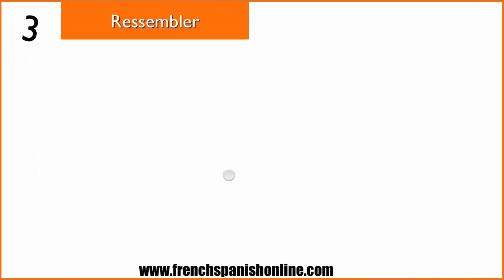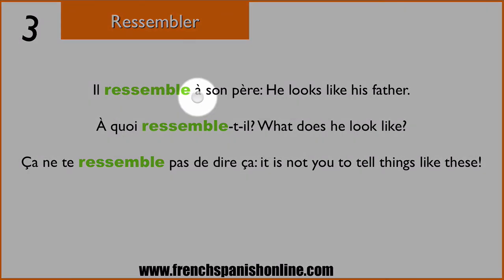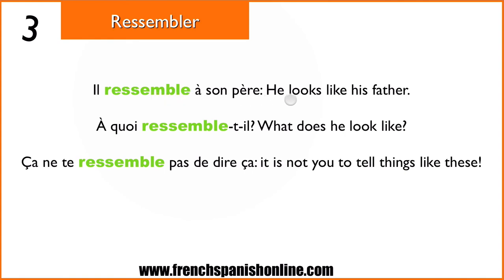Let's see now what to do with the verb ressembler. So ressembler, il ressemble à son père. He looks like his father. So here the construction is ressembler with the preposition à. Il ressemble à. He looks like his father. À quoi ressemble-t-il? Again here we have the preposition à at the beginning because it's a question. À quoi ressemble-t-il? What does he look like?